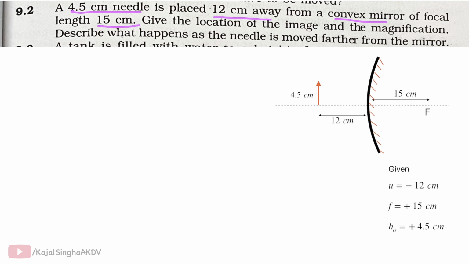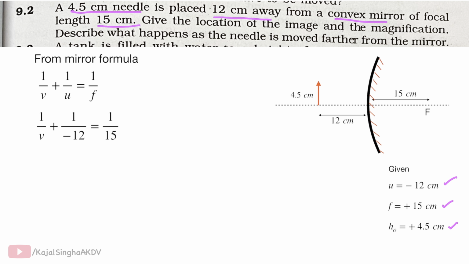So here object distance u is minus 12 centimeter, focal length of the mirror is plus 15 centimeter, and height of the object is plus 4.5 centimeter. From mirror formula, 1 by v plus 1 by u equals 1 by f, and we put the values of u and f with proper sign and get 1 by v plus 1 by minus 12 equals 1 by 15, and after calculating we get v equals plus 60 by 9 centimeter or plus 6.7 centimeter.